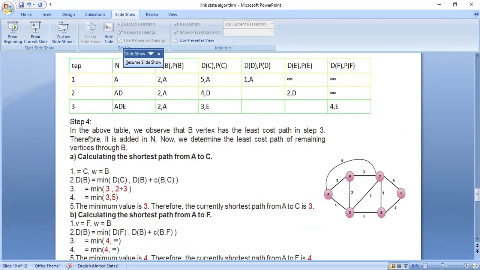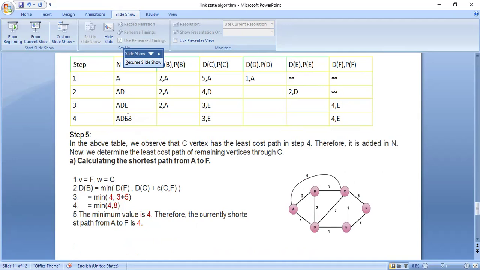In step 4, we have to calculate C, that is, visitor node becomes C, and the weightage node W becomes B. You have to find the shortest path from A to C. Here, for the distance of C and B, we have to use the table value. For the cost, we have to check the graph value. So the cost present from B to C, we have to take from the graph. For the distance, we take it from the tabular column. Calculating the shortest path from A to C, the minimum value is 3. Similarly for A to F, the minimum cost is 4.